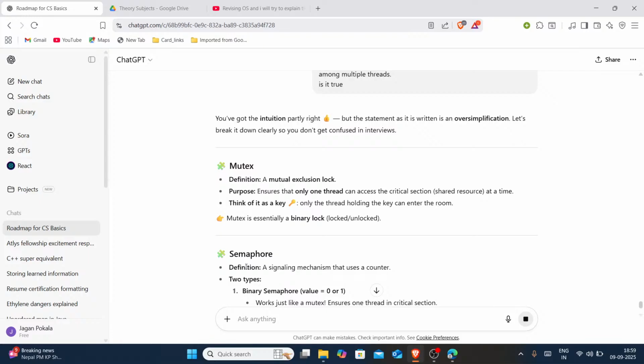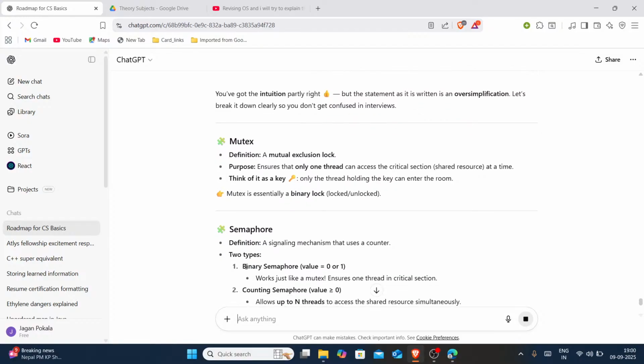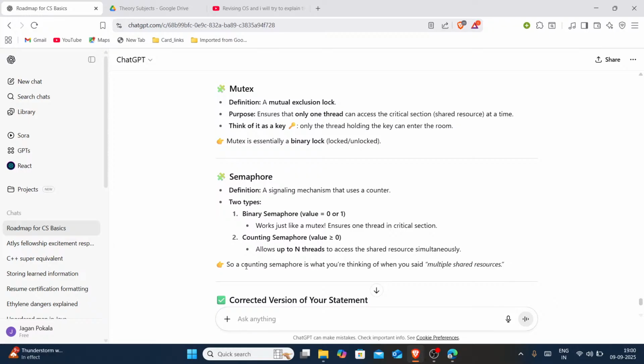A mutex ensures that only one thread can access the critical section at a time. Only one thread can enter the critical section: a binary lock. A semaphore is a signaling mechanism that uses a counter. A binary semaphore works just like a mutex. A counting semaphore allows up to n threads to access shared resources simultaneously.